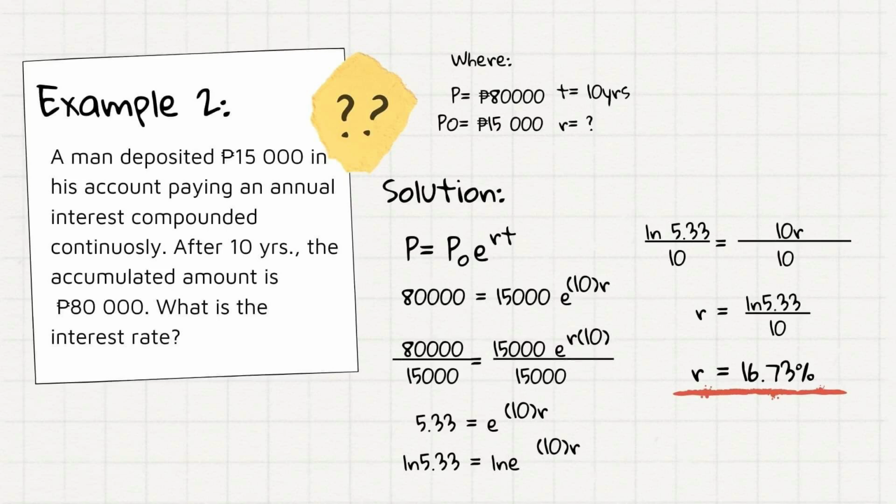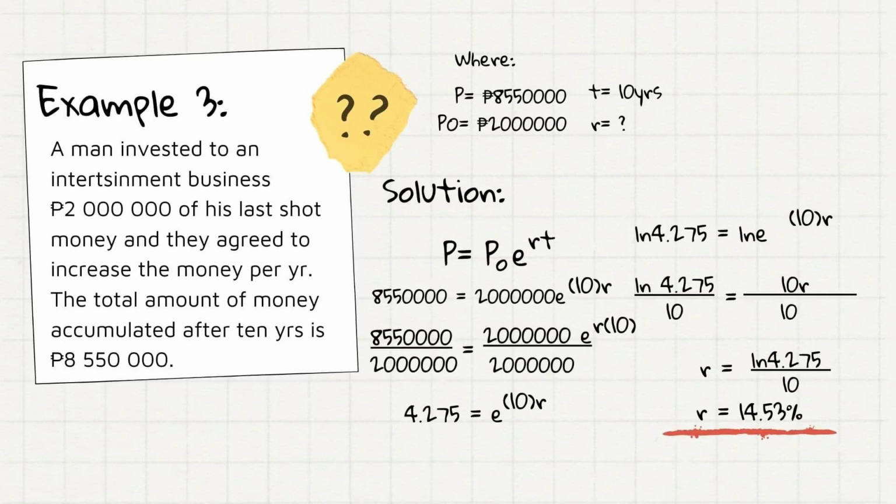Thank you guys for listening. My name is Fatima Lianto and I am here to discuss example number 3. Okay, so here is the problem. A man invested 2 million pesos of his last shot money in an entertainment business, and they agreed to increase the money per year. The total amount of money accumulated after 10 years is 8,550,000 pesos.